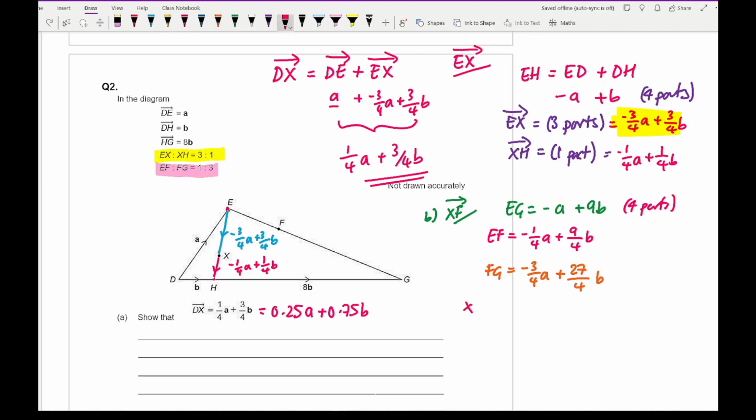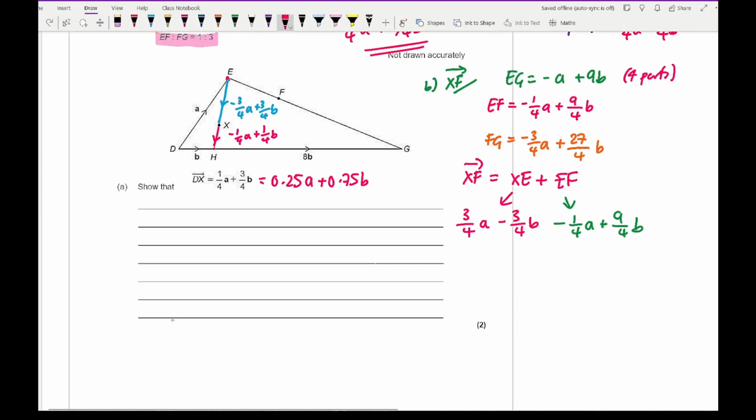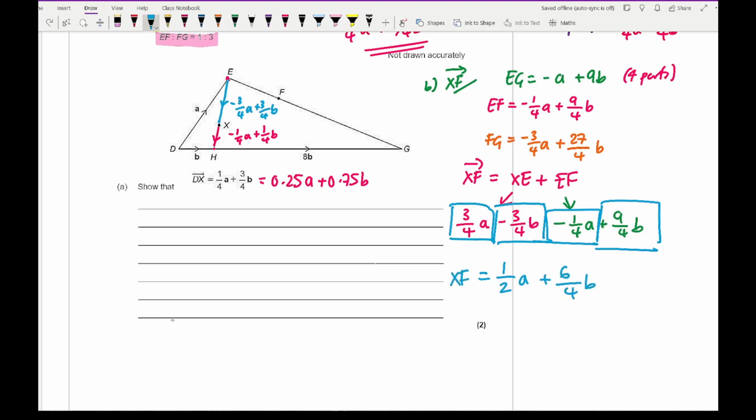Now F to G I don't need to worry about because I just need to go from E to F, X to F. So X to F is going to be X to E plus E to F. Now X to E is going against the arrow, so that's going to be positive 3/4 A minus 3/4 B, and E to F, which I've worked out, is minus 1/4 A plus 9/4 B. If I collect all of those like terms together, I've got 3/4 A minus 1/4 A equals 1/2 A, and minus 3/4 B plus 9/4 B is going to leave me with 6/4 B. So X to F equals this.